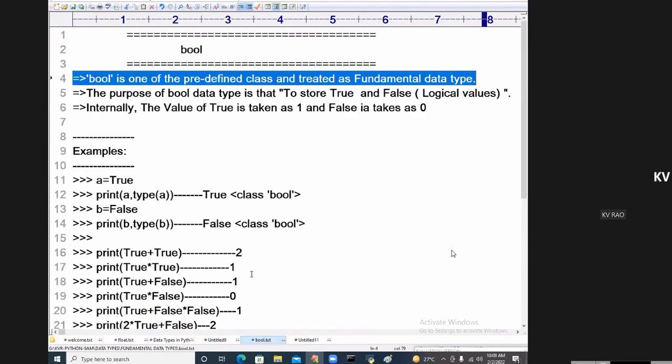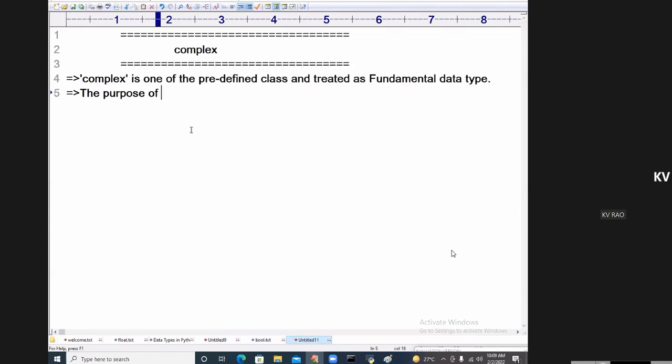Take care of that. Now, next, I'm coming to this: the purpose of complex data type. The purpose of complex data type is to store imaginary data.